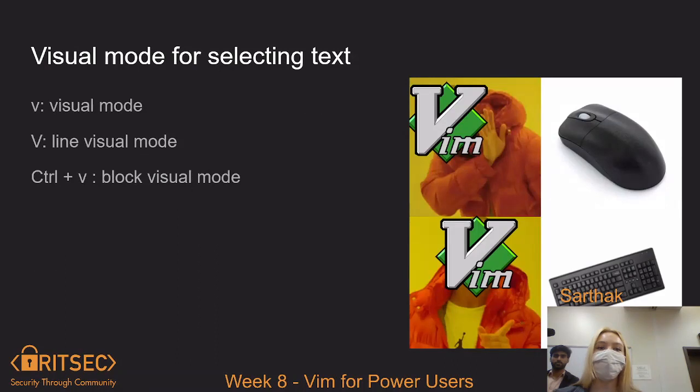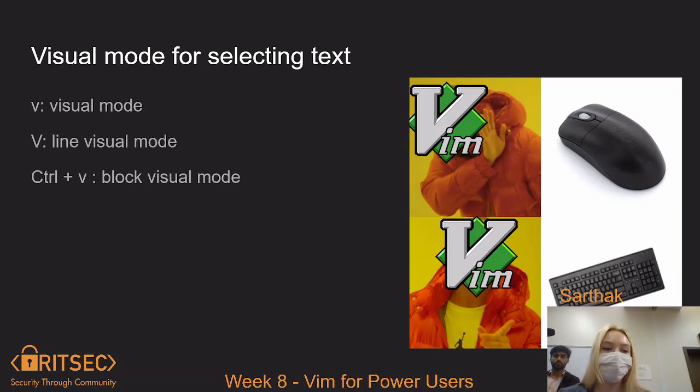Now we mentioned visual mode earlier, which is used for selecting text. If you hit a lowercase v while you're in normal mode, that will allow you to use h, j, k, and l to move your cursor and select a chunk of text. A capital V will be line visual mode, where you select by lines.